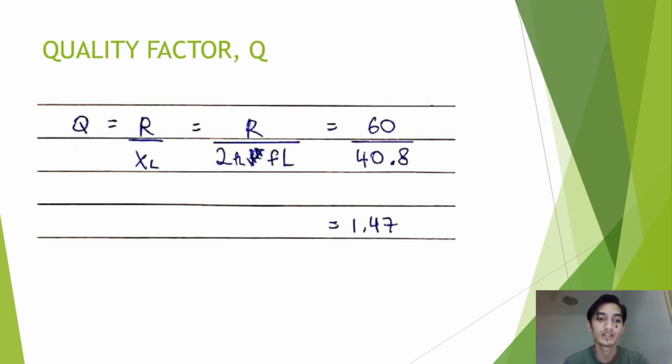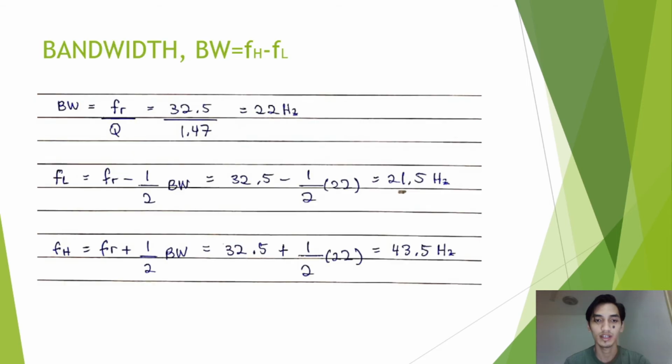Current magnification, IMAX. And next, to find bandwidth. Bandwidth is the frequency between frequency high and frequency low.